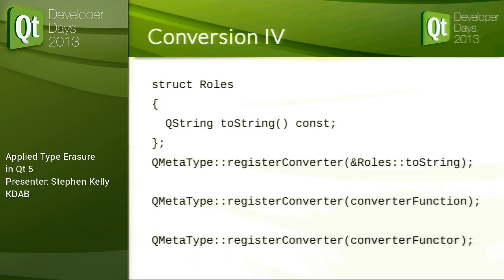But not all of your types are going to have a toString method already, so you can write your own converter function, some kind of free function, that takes as an argument a roles instance and returns a QString, and you can register that as a converter too. And you can also use a functor if you wish. So lots of new ways to convert between things in Qt 5.